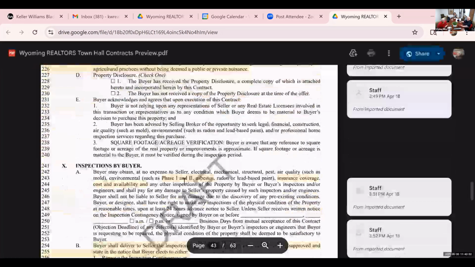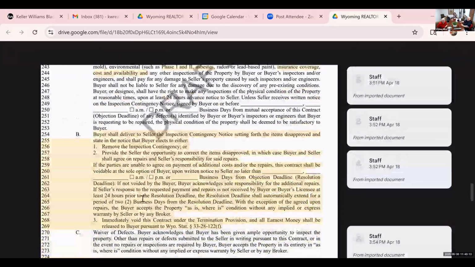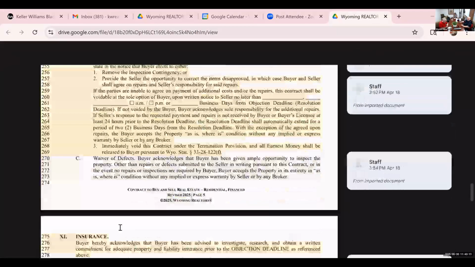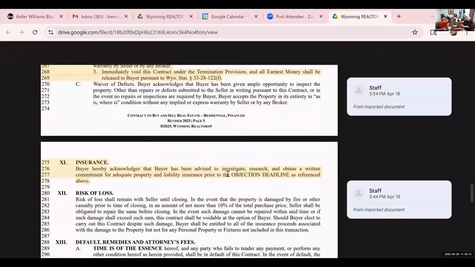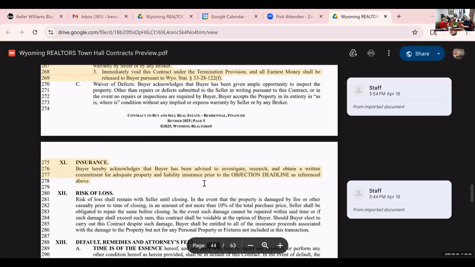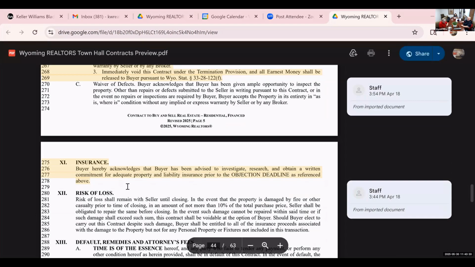Right. They added in phase 1, phase 2, and asbestos, which is the commercial version, right? That's kind of what you do on the commercial side. And then insurance coverage, cost, and availability. Don't know exactly how we're going to deal with this yet, so don't hammer me on it yet. But it is required. Buyer hereby acknowledges that the buyer has been advised to investigate, research, and obtain a written commitment for adequate property and liability insurance prior to the objection deadline as referenced above.